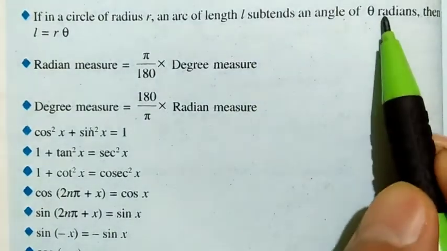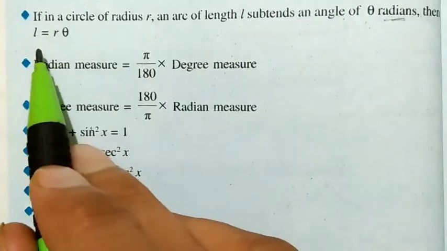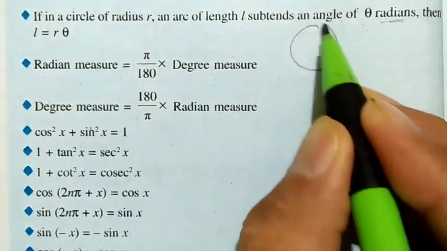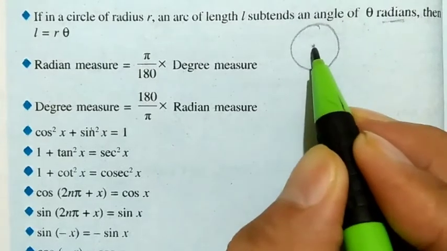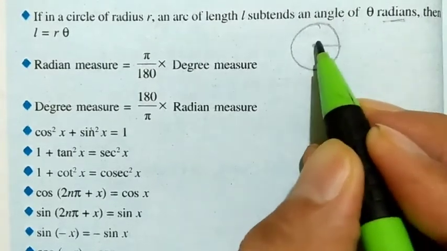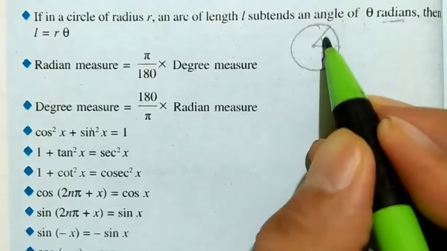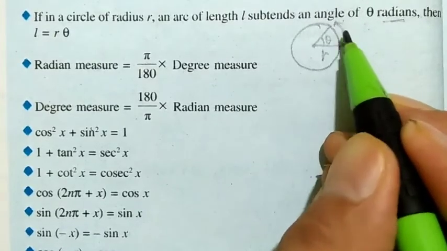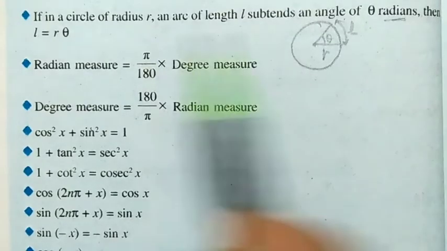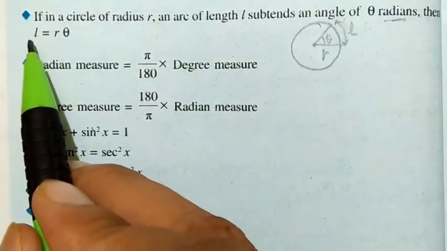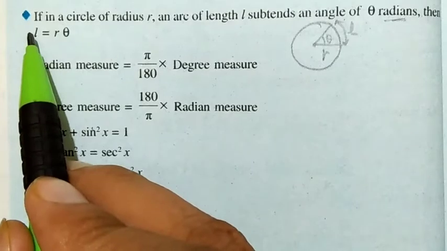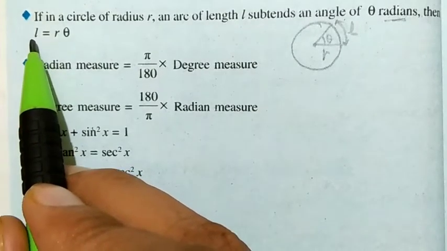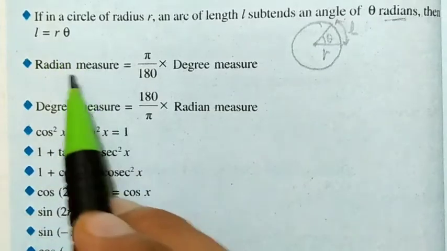radians, theta is in radians, then l is equal to r theta. This is a circle, r is its radius, this angle is theta radian, and this is the arc of length l. So we can calculate any of the quantities asked in your exams. l equals r theta.